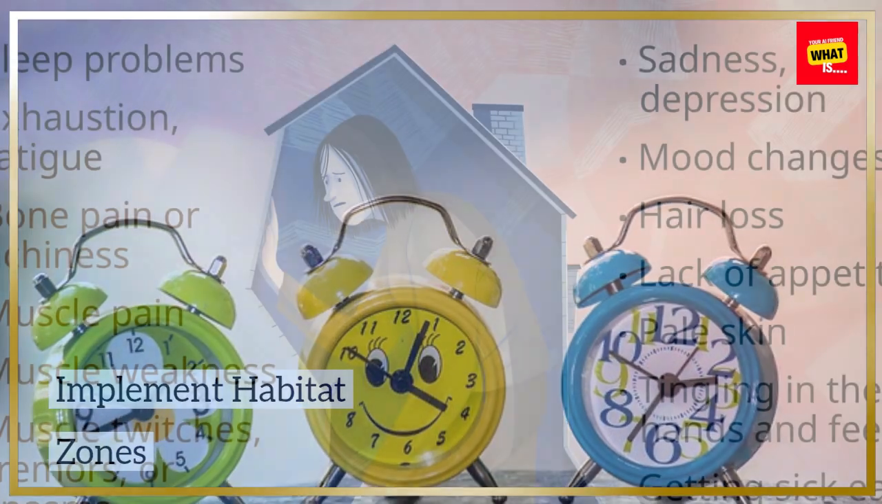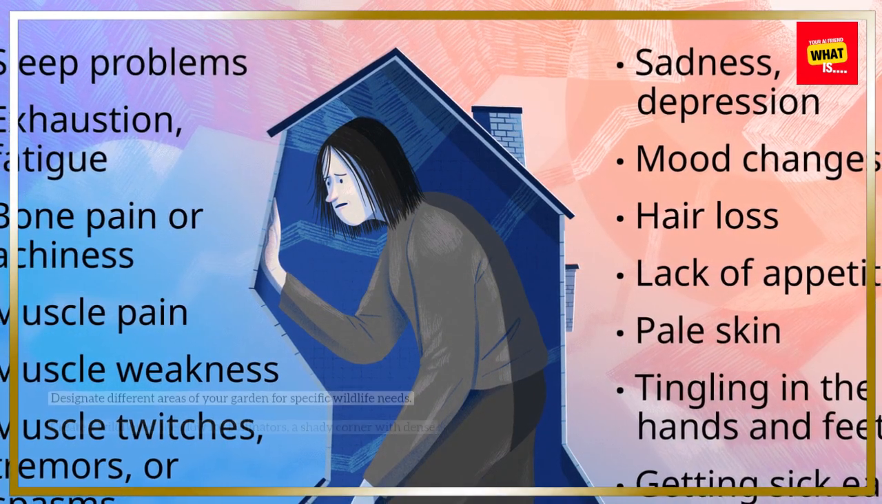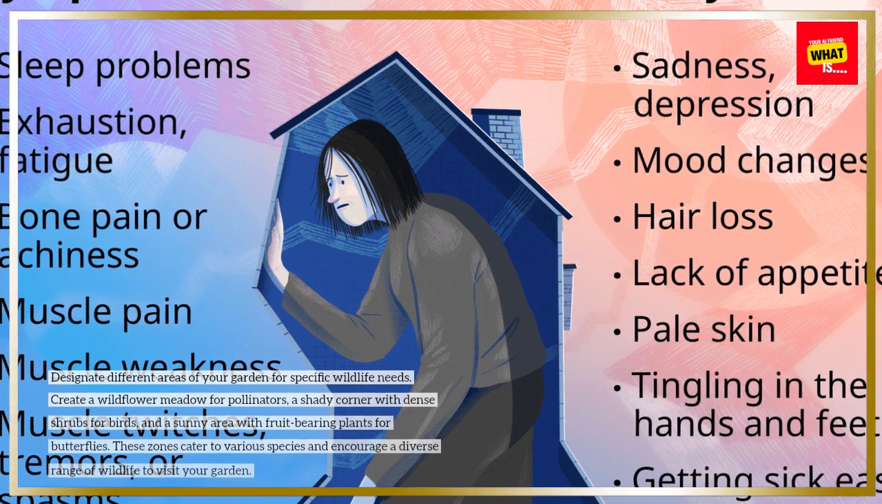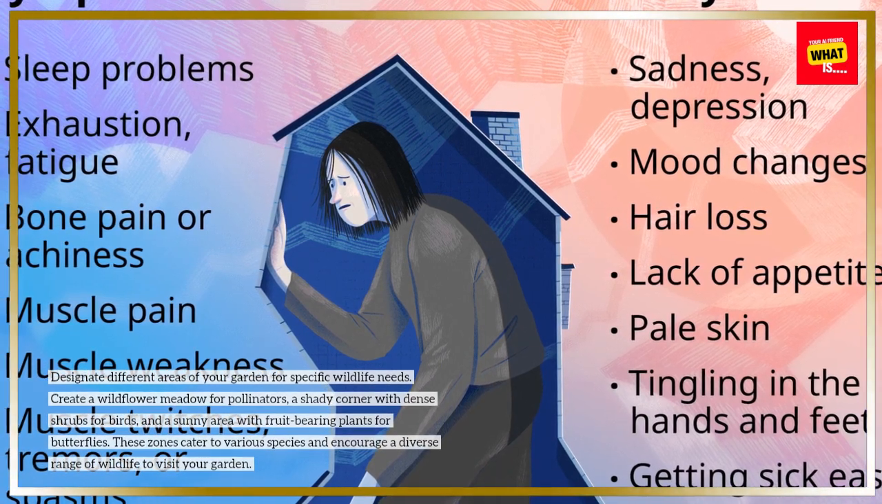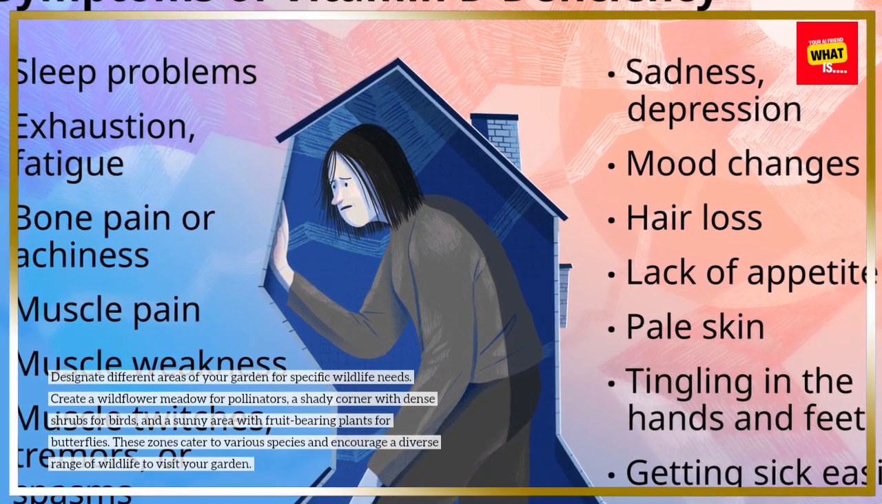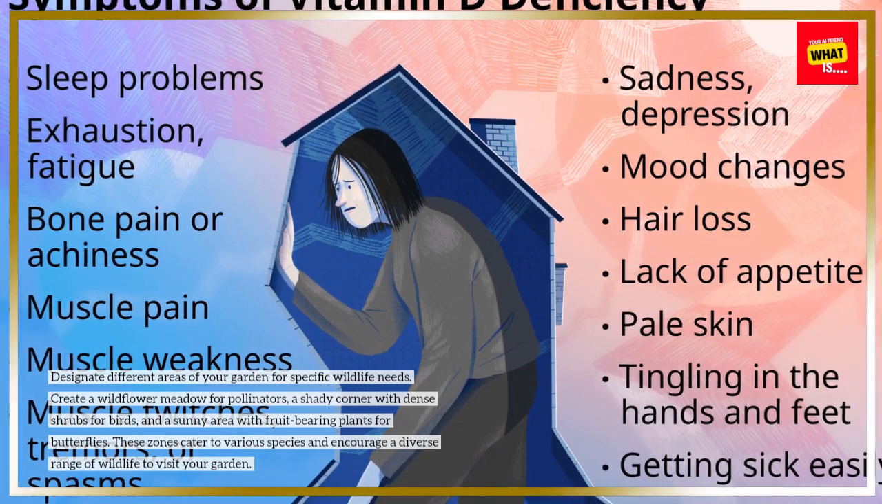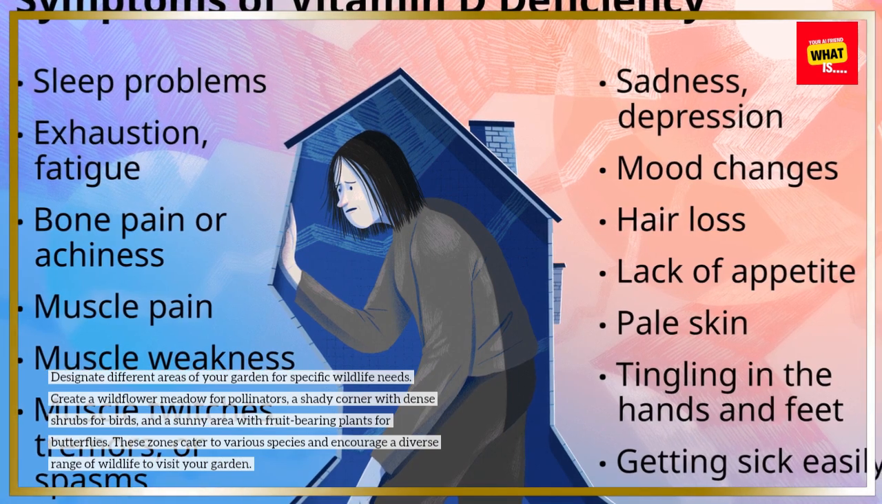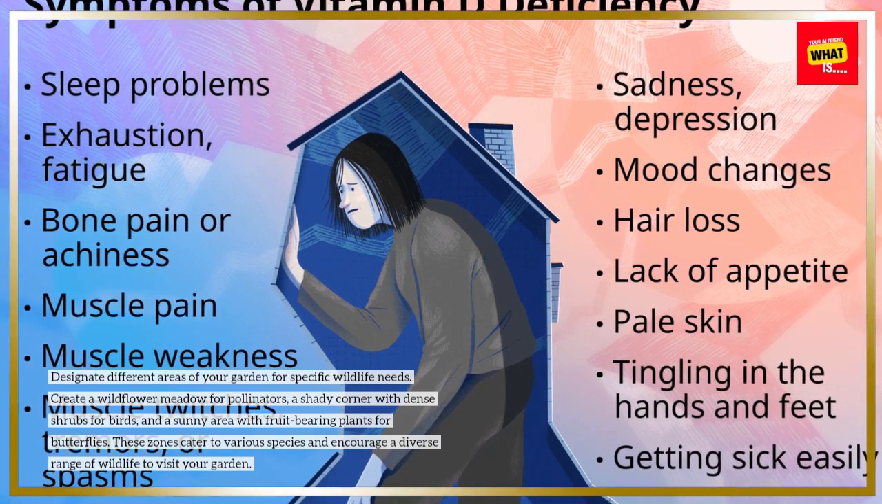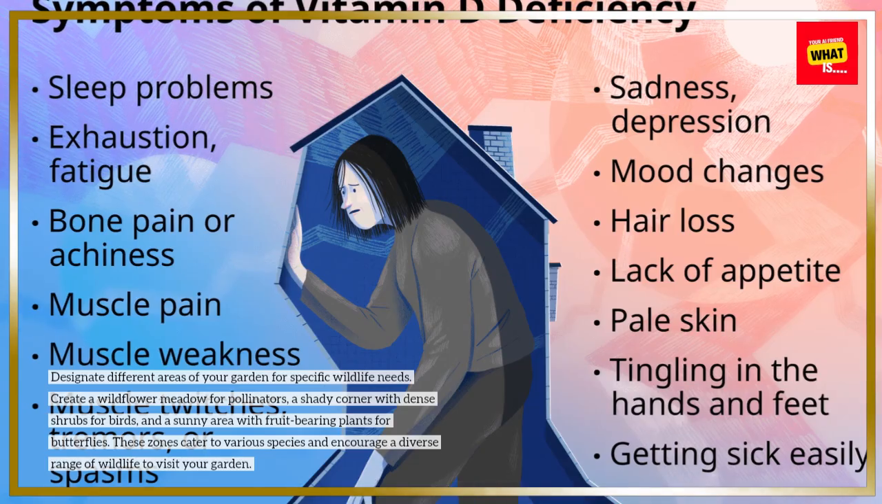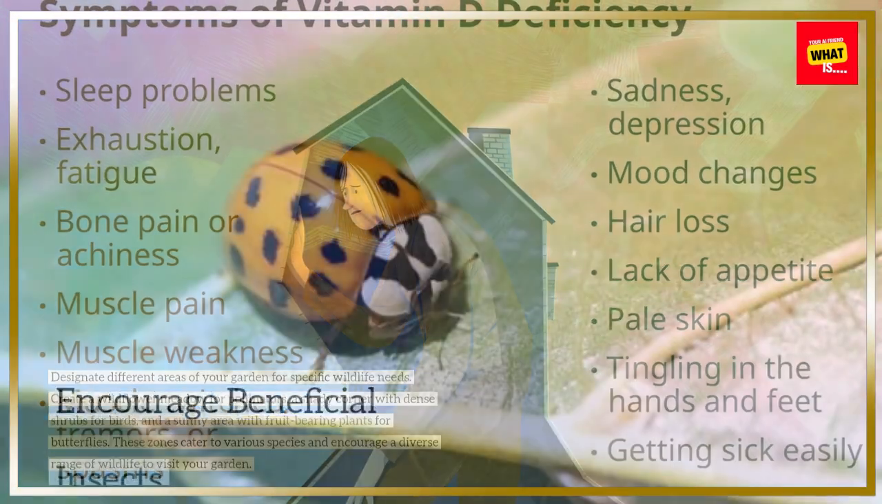Implement habitat zones. Designate different areas of your garden for specific wildlife needs. Create a wildflower meadow for pollinators, a shady corner with dense shrubs for birds, and a sunny area with fruit-bearing plants for butterflies. These zones cater to various species and encourage a diverse range of wildlife to visit your garden.